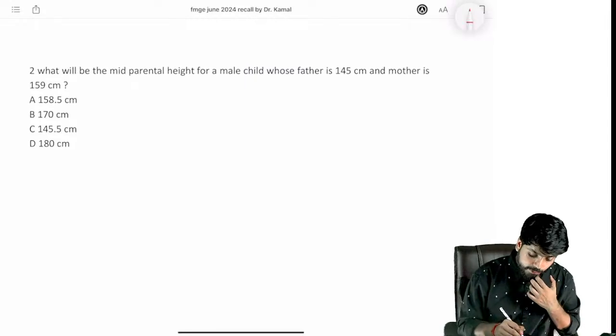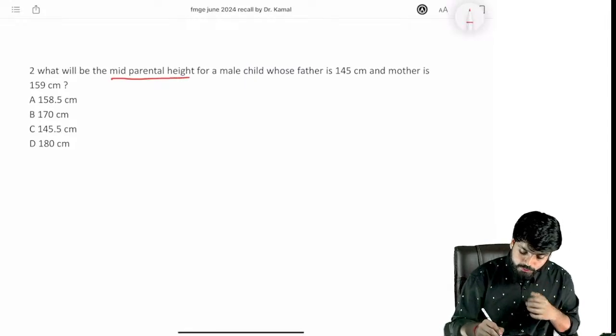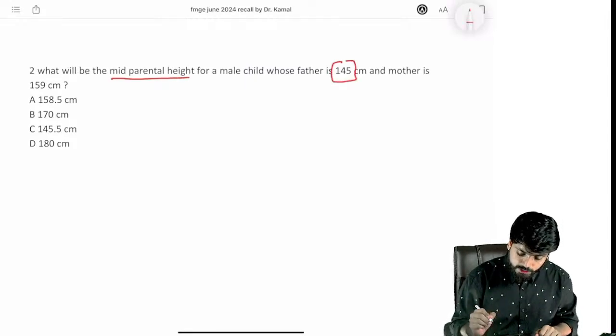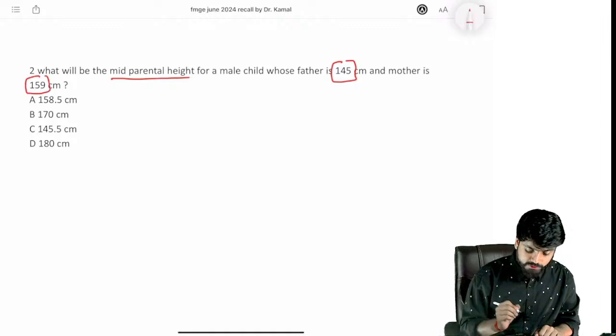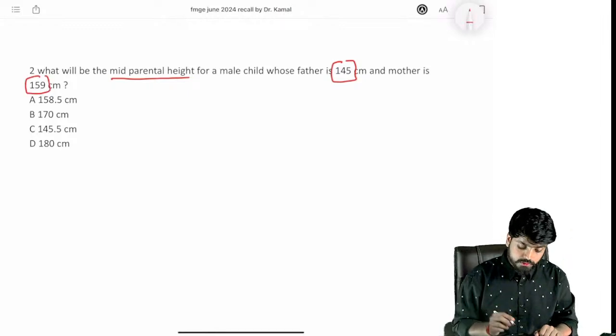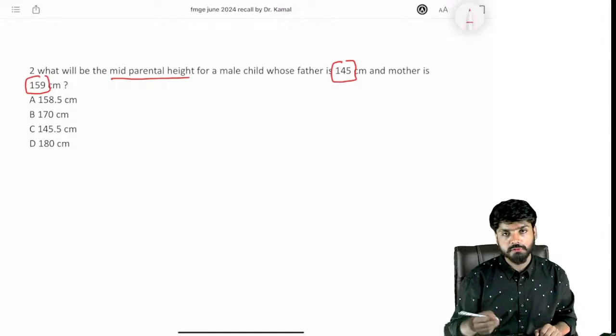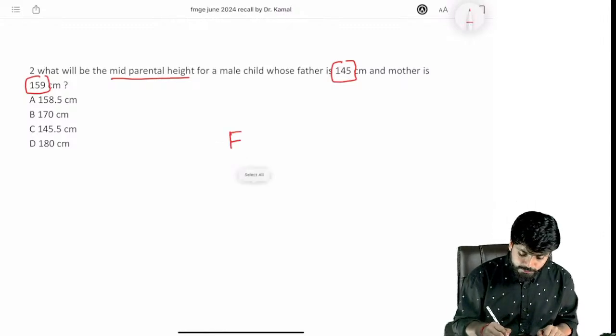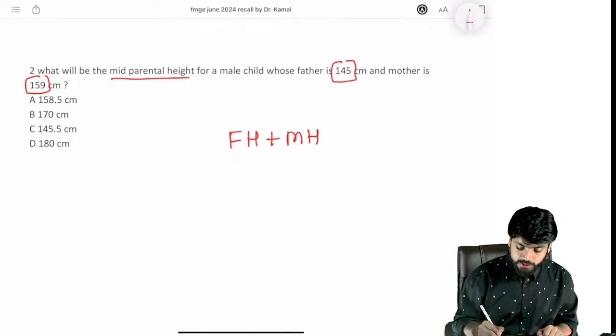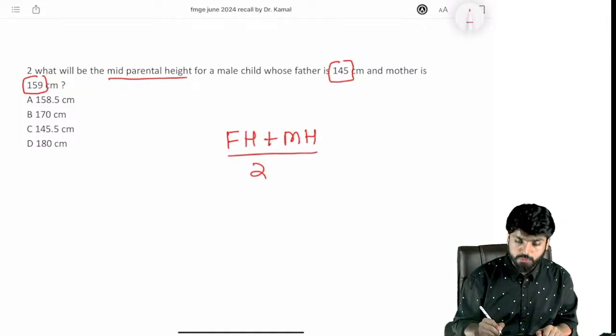What will be the mid parental height for a male child? His father is 145, his mother is 159. Okay, now I'll tell you the formula. I will not do the calculation completely because of the math. Mid parental height is father height plus mother height divided by 2.